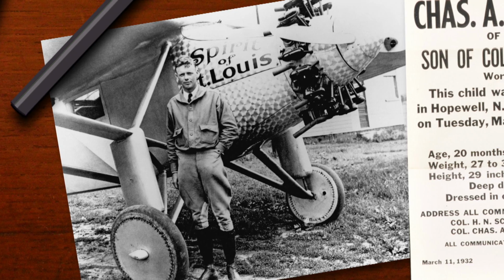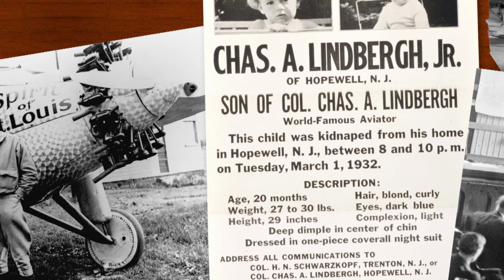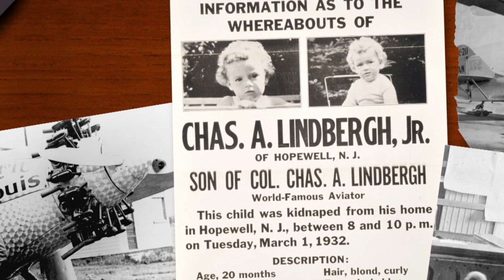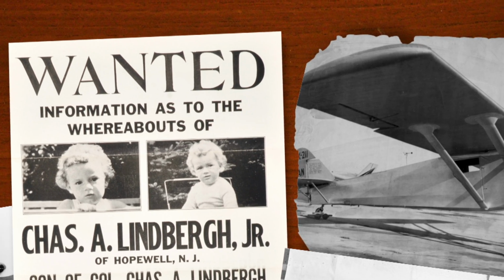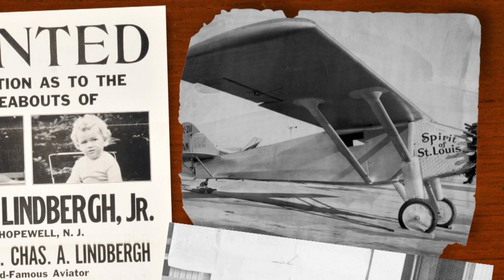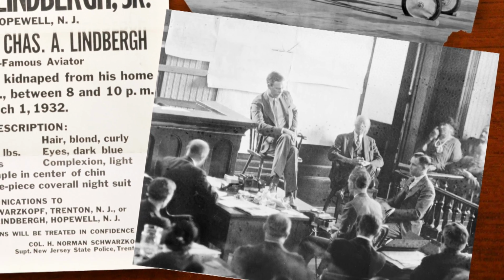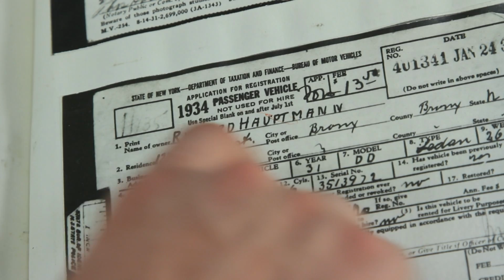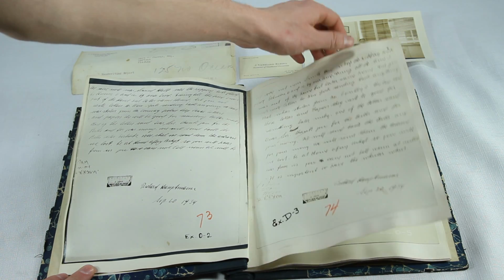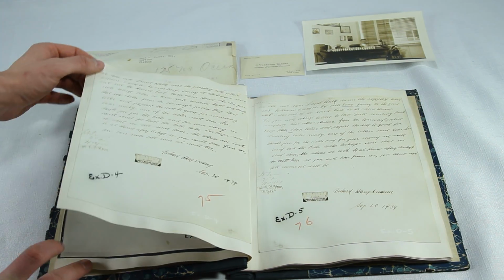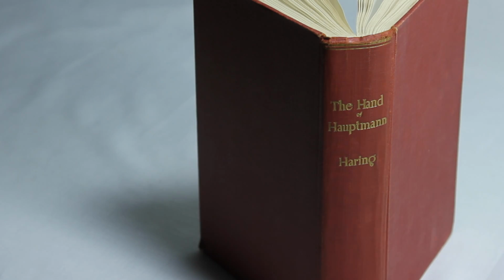The crux of that case, Charles Lindbergh was the most famous guy in the world, arguably. He flew across the Atlantic in 1927, a feat they thought would be impossible to accomplish, and was a celebrity everywhere he went. And he had this beautiful little baby boy that disappeared one day at his home, and then he got a ransom note. All evidence pointed to a man named Richard Bruno Hauptmann as the person who wrote those ransom notes and kidnapped the Lindbergh baby. Thanks to the question document examiners, including J. Vreeland Haring, they were able to convict Hauptmann of the crime, and he was executed in 1936.